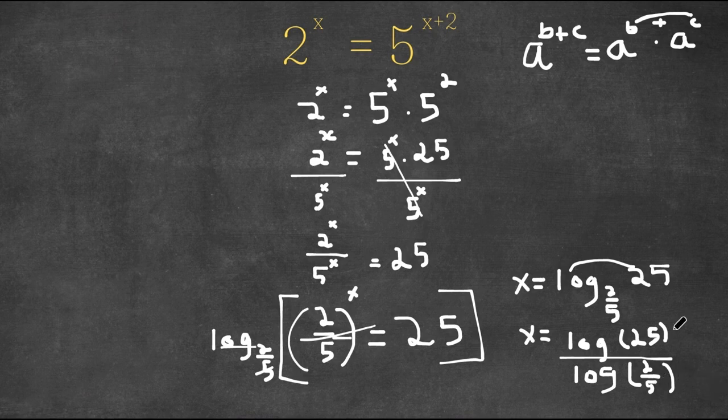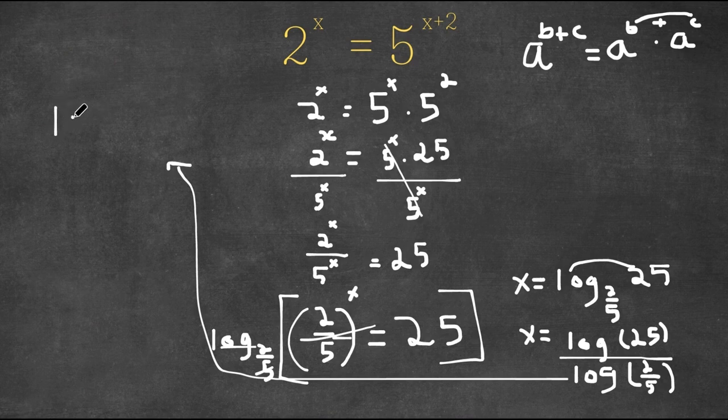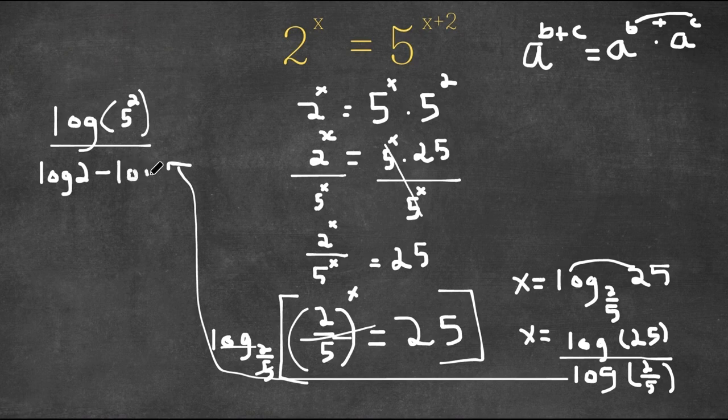So now this can be converted to, let me write this over here, log 5 squared, because we're simply changing the 25 to a 5 squared, over log 2 minus log 5. Remember, when we're subtracting logarithms, we divide. So we're simply inversing that. So log 2 minus log 5.